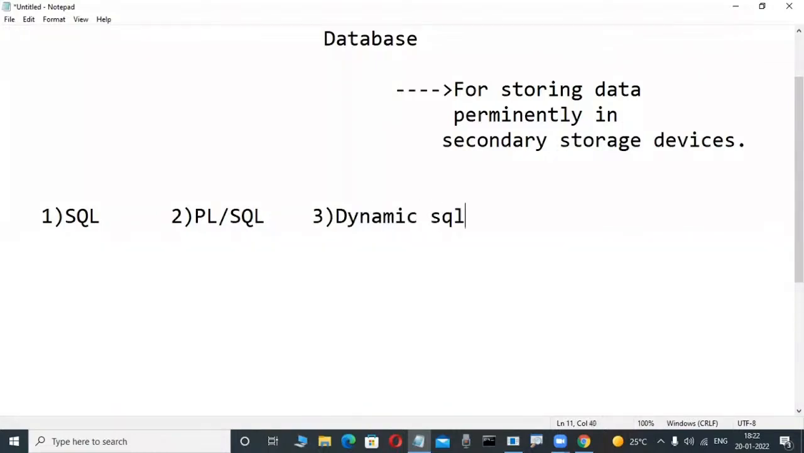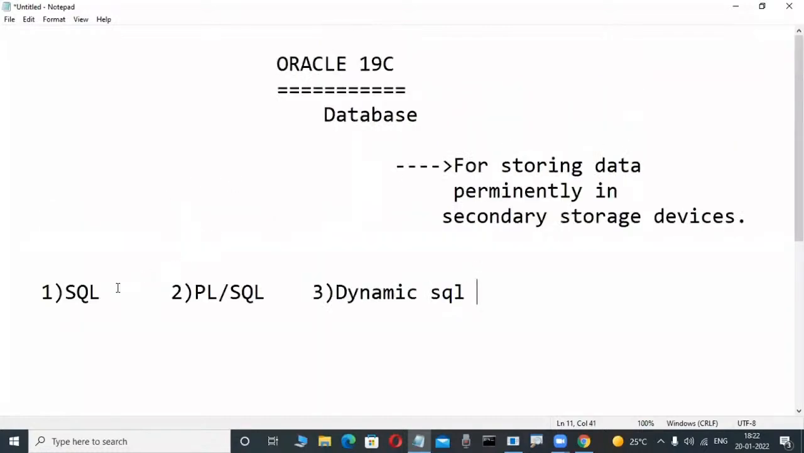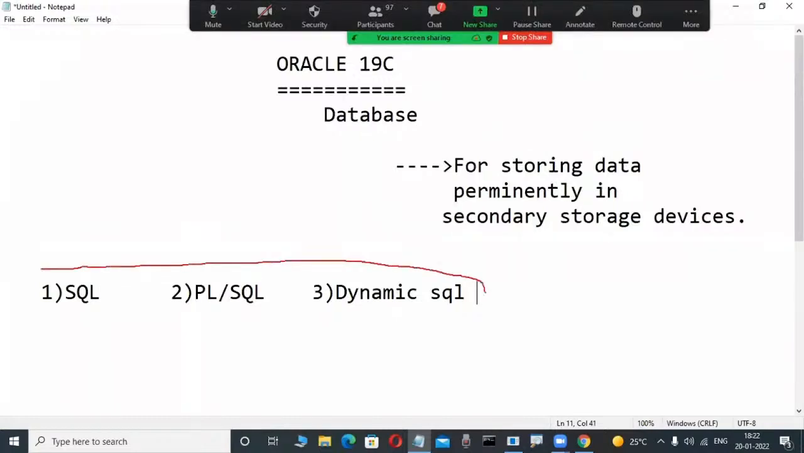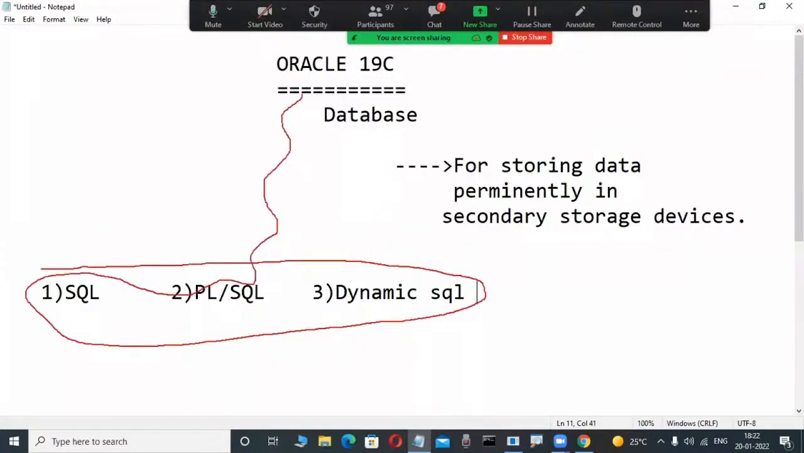Dynamic SQL is a small one only, because for PLSQL we have good knowledge, and a little bit of extension is there. Dynamic SQL language. These three languages, you have an idea. And now, through these three languages, we are operating what? This Oracle software only.